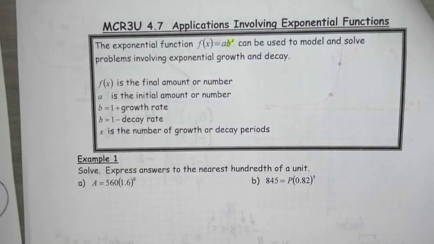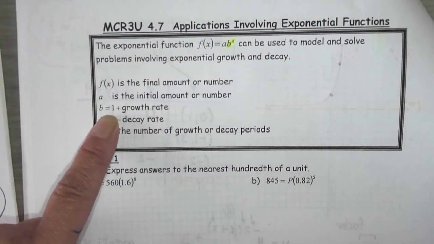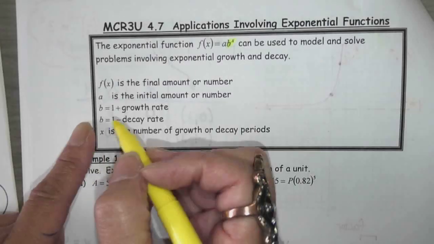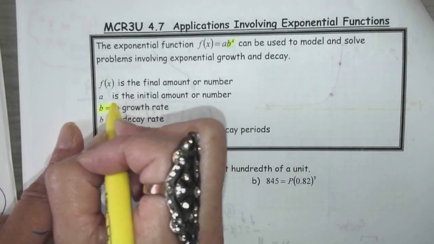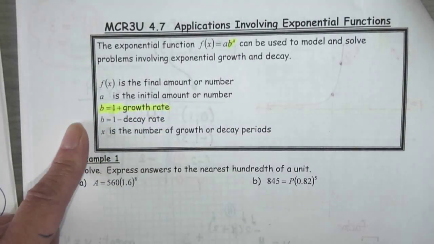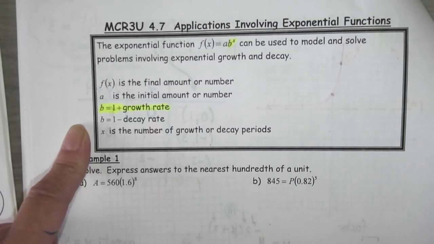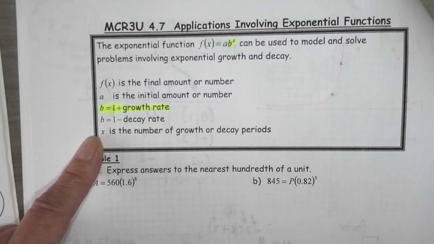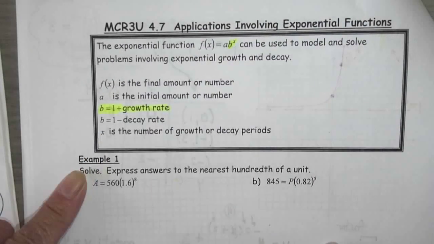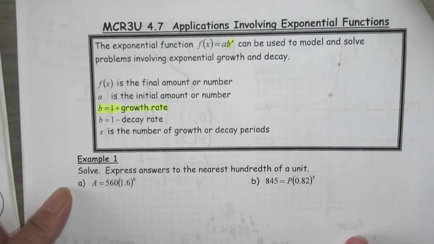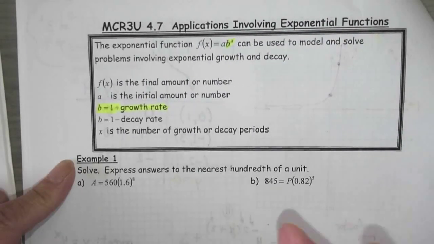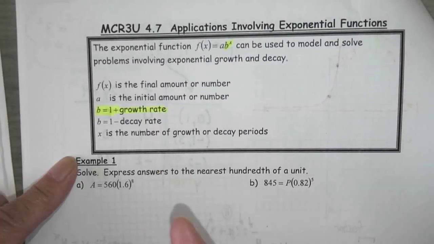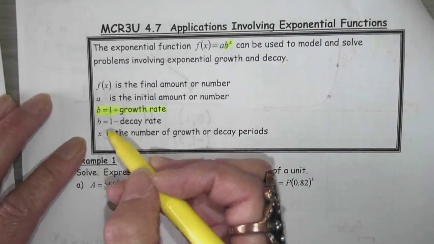Now, if the base is bigger than 1, it's growth, right? So if you have 2 times 2 times 2 times 2, it'll be bigger than 1, so it's going to be growing. If you have 1.2 times 1.2, it's also growth. So anything bigger than 1 will be growing.